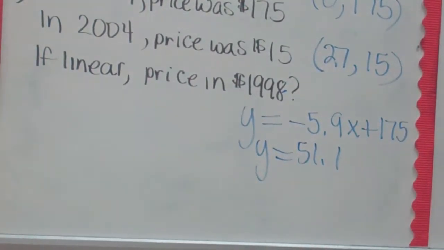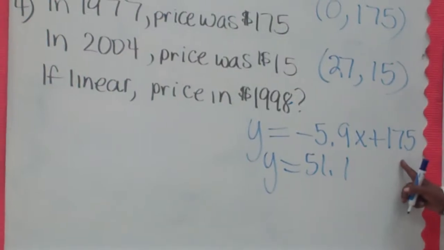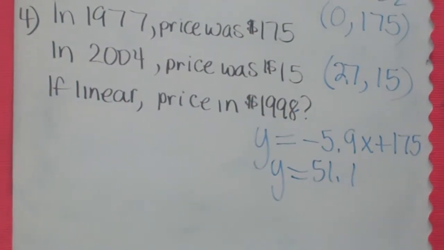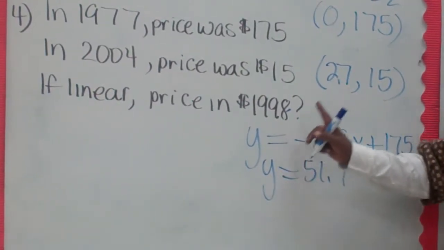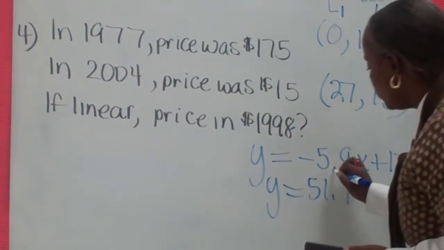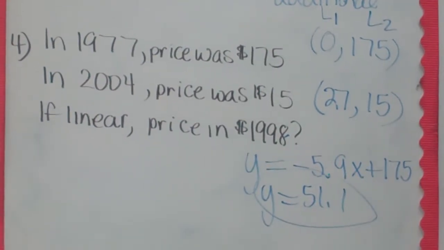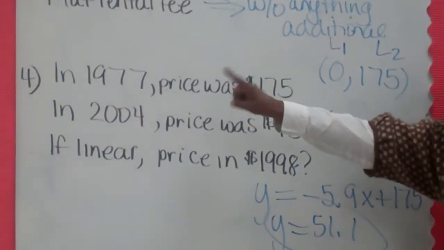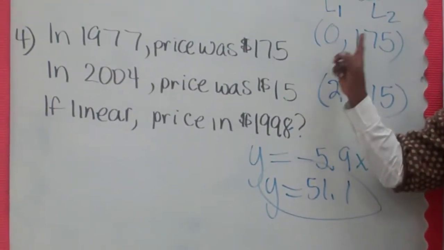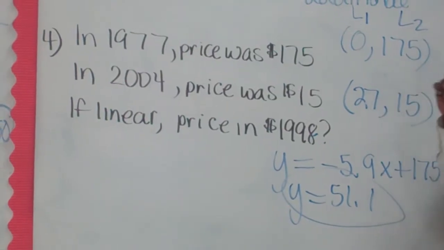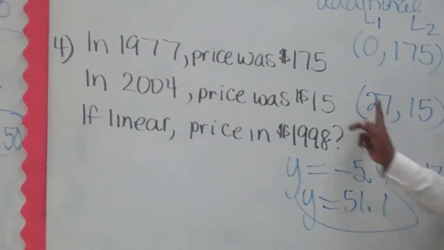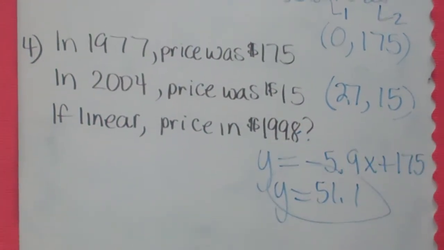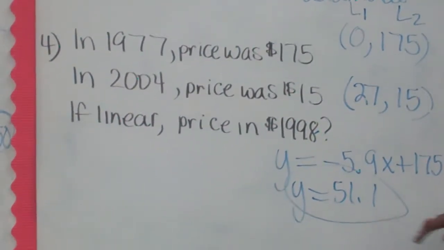There are so many ways you can do this problem. You could get this equation, put it in under y equals, and trace your graph to 1998. You can look at your table for 1998 and read off the y. But again, what was the price in 1998? 51.1. The biggest thing here is the fact that you do not put 1977 right here. You put 175. And then 27 years later is 2004, 15. And then 1998 would be 21 years later, so 51.1.